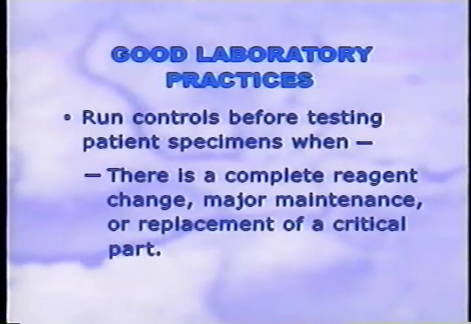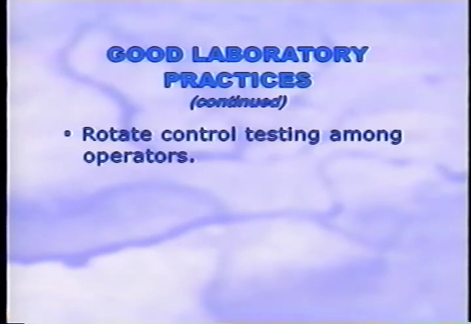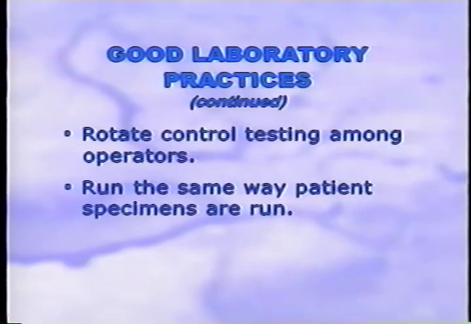Val, what else should we be aware of when testing? That's the big question, a long one anyway. There are a number of good laboratory practices that the regulation addresses. And because of the list, and they are all important, I don't want to miss any, let me go through them for you one at a time. The first one is that when there's a complete change of reagents or a major preventive maintenance, or if a critical operating part is replaced, you must run control materials before testing patient specimens. Also, you need to rotate control testing among all operators of the test system. And the controls must be run the same way that you run a patient specimen.